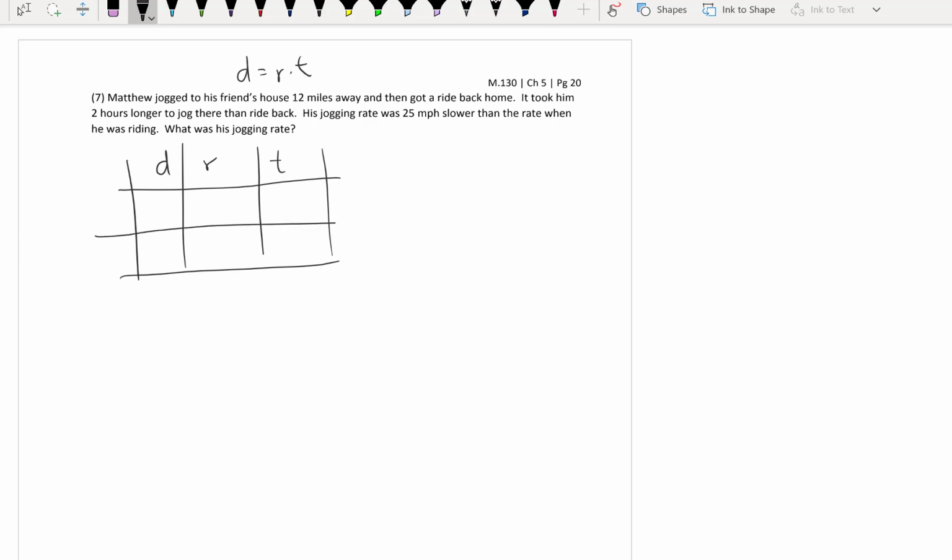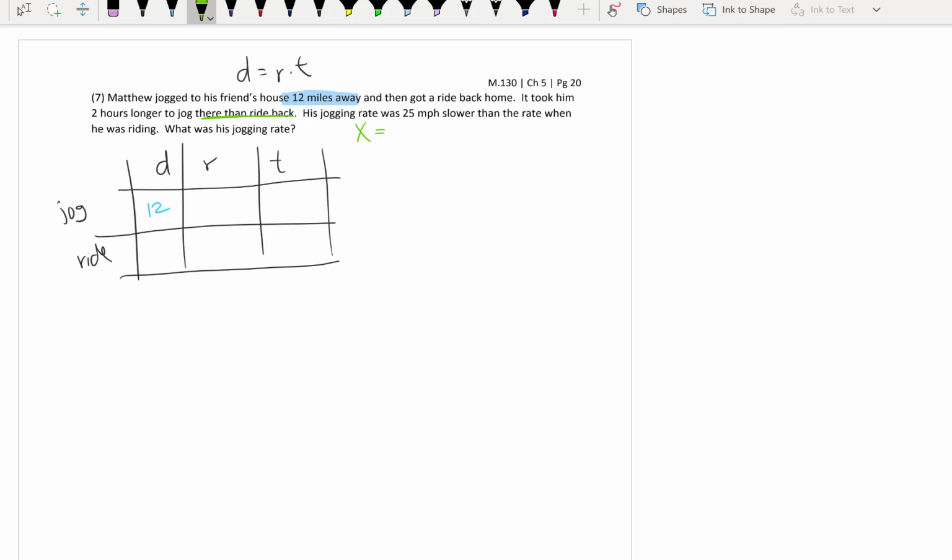So let's see. We have a jogging and a ride when you go back home. It specifically says that he jogged to his friend's house 12 miles away, so I know my distance is equal to 12. And then he got a ride back home. It took him 2 hours longer to jog than to ride back. So riding back, I don't know how long it took.